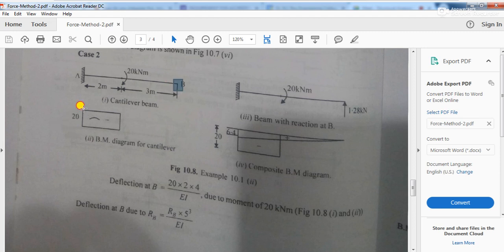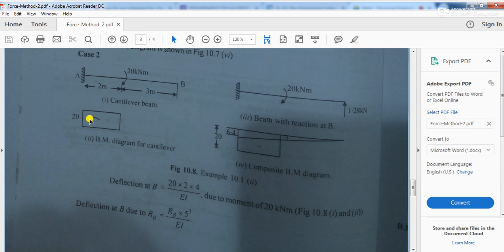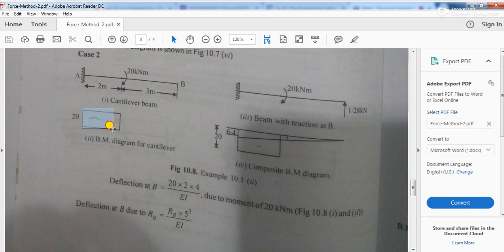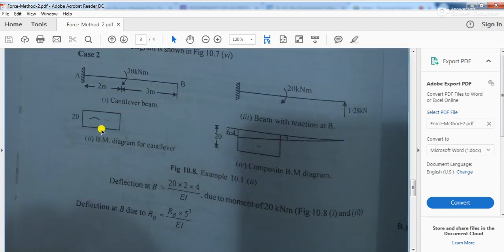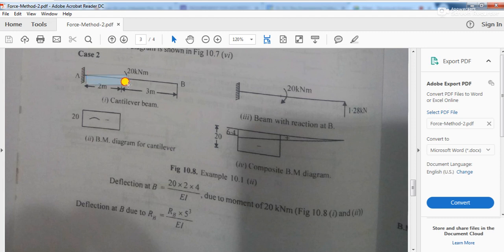So this is your moment diagram, and if you divide it by EI, you will get the M by EI diagram. So what will be the area of this diagram? How much will be the area? Tell me. 20 by EI into this length, right? 20 by EI into this length. So 20 by EI into 2 is going to be the area of the moment diagram.